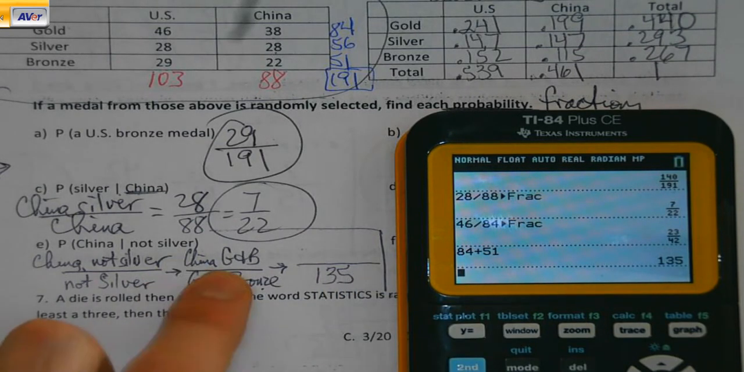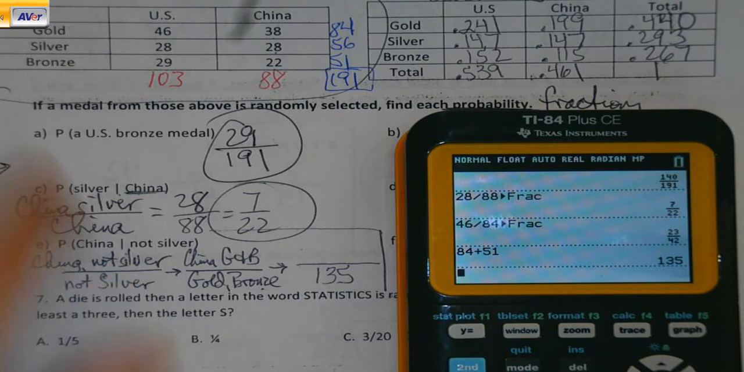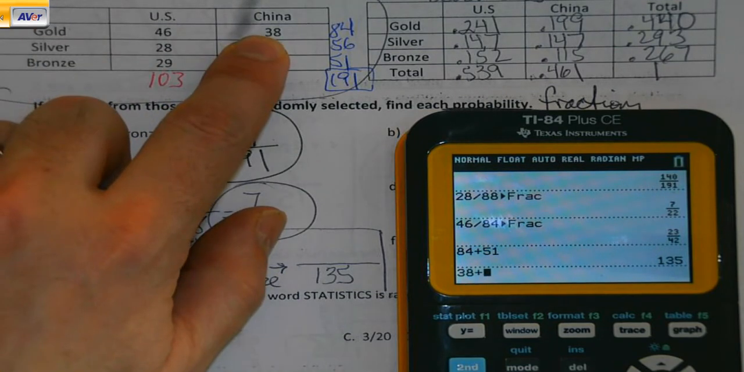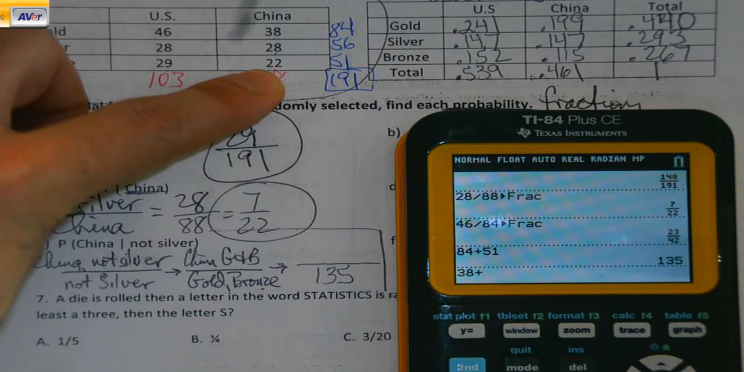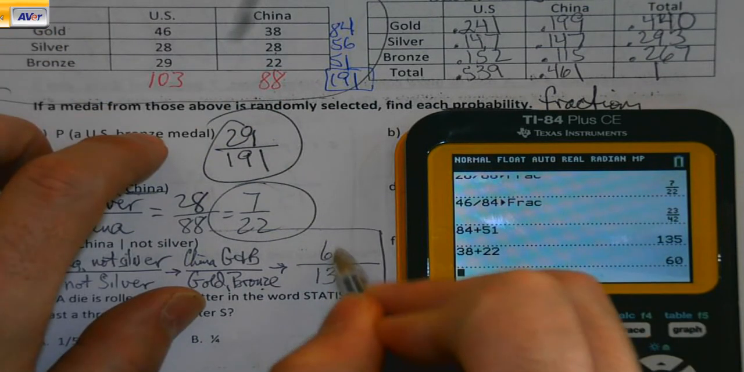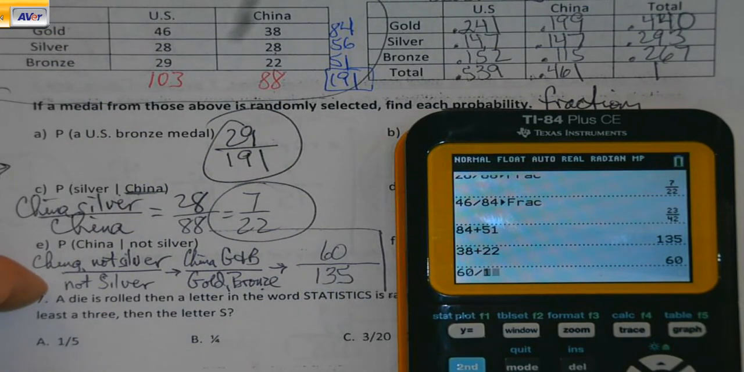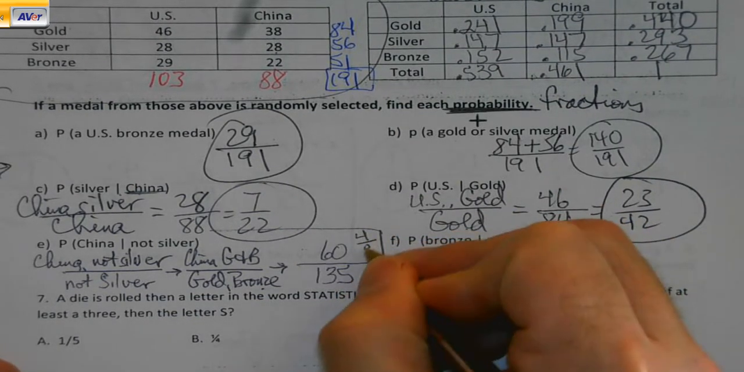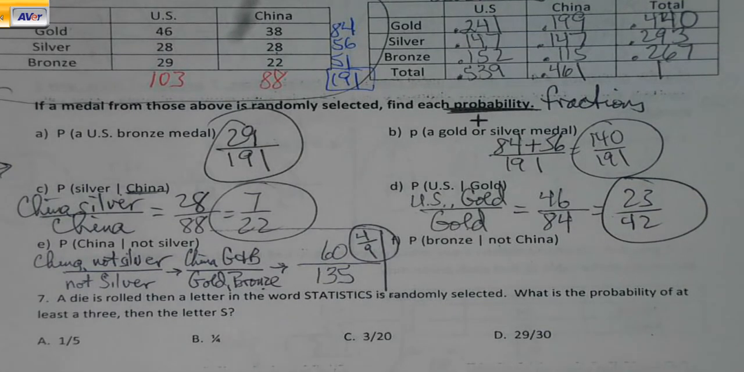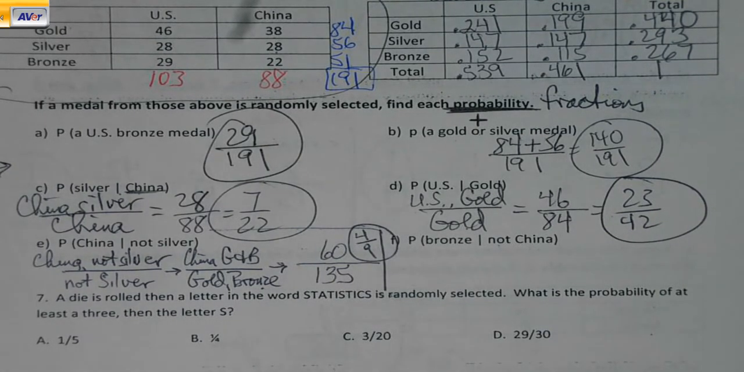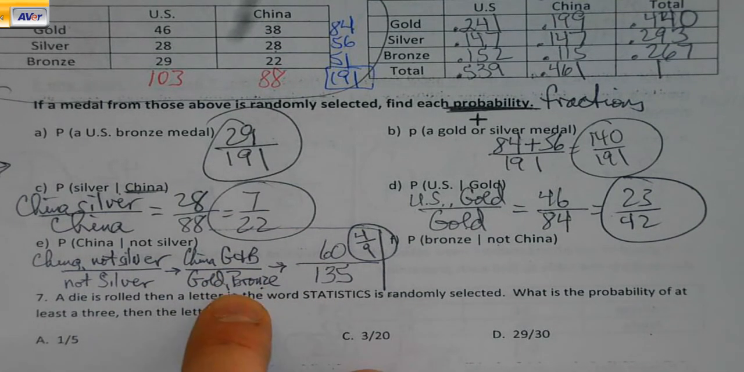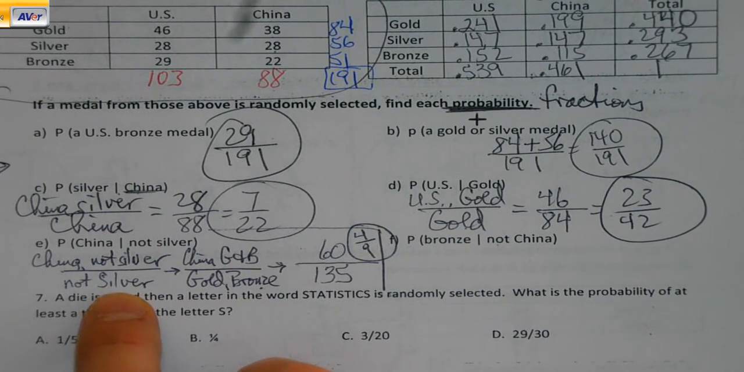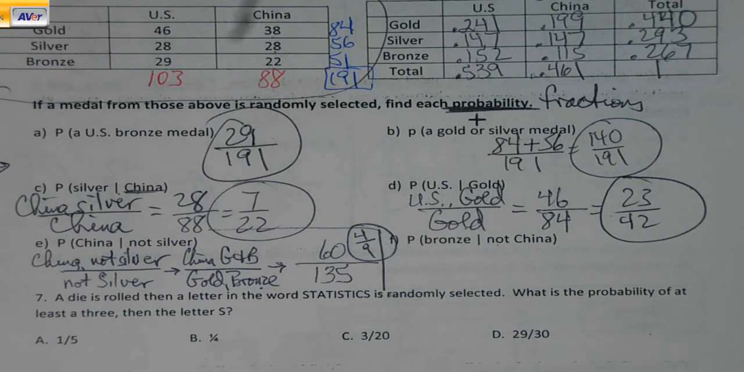Now, China, gold, and bronze, because that's not silver. So China gold is 38. China bronze is 22. 60 over 135. Or 4 ninths. So it depends on how your brain works. If you just want to be able to add up the stuff that's true, you can do that. If you want to say it's not silver, you're going to end up adding up the same stuff. But you can do it that way.